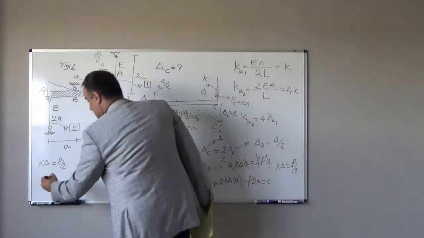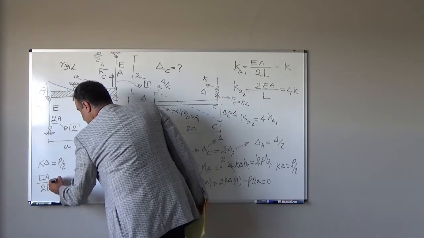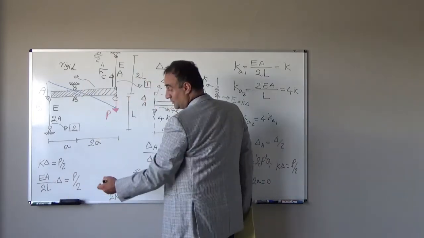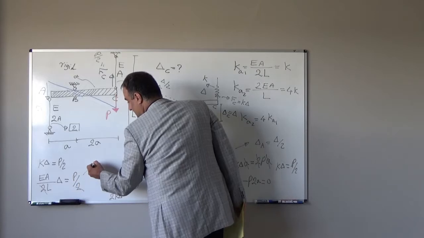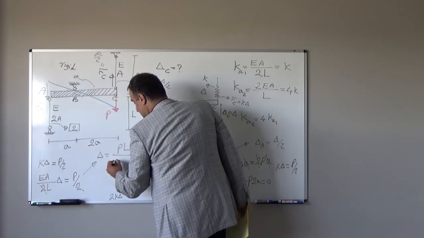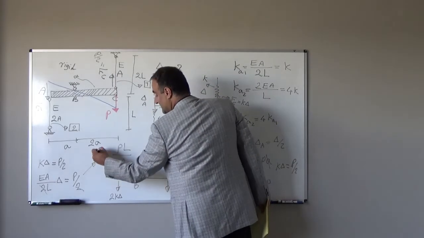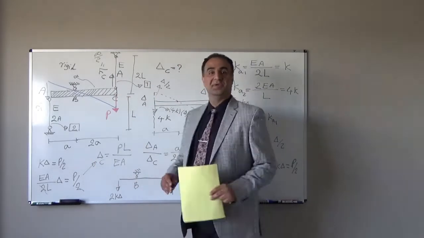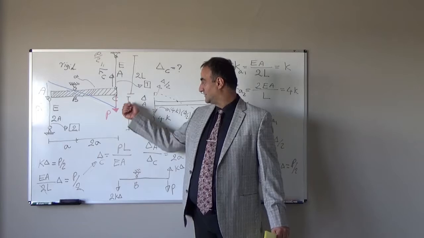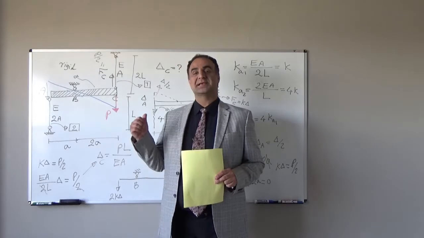So instead of K, I will plug EA over 2L times delta is equal to P over 2. 2 and 2, they will cancel each other. From here, delta will be equal to PL over EA. Because this delta is equal to delta C, so delta C, deformation at point C, will be equal to P, external load, times L, the length of this member, divided by EA. We get exactly the same answer.